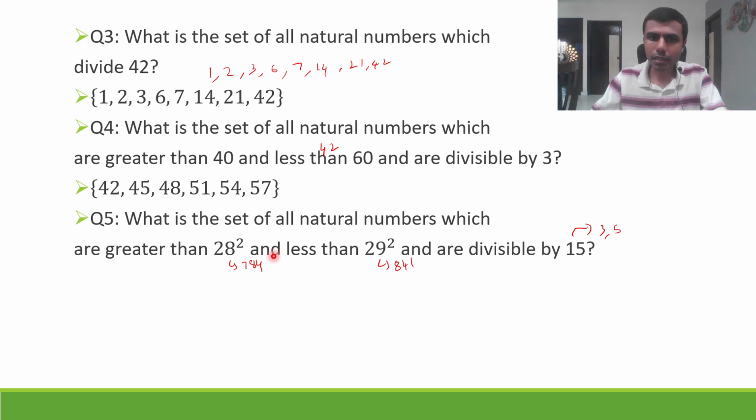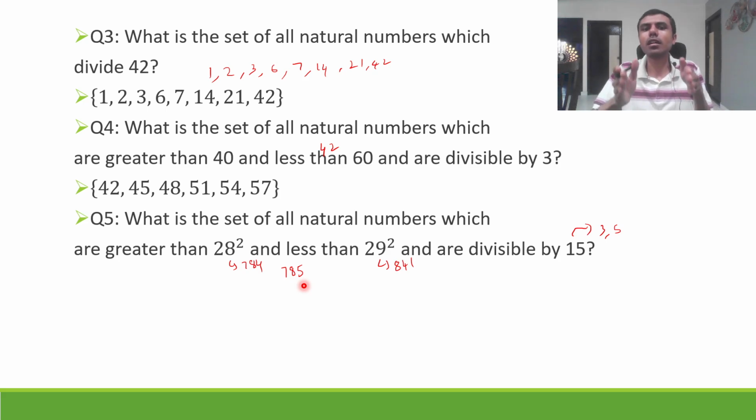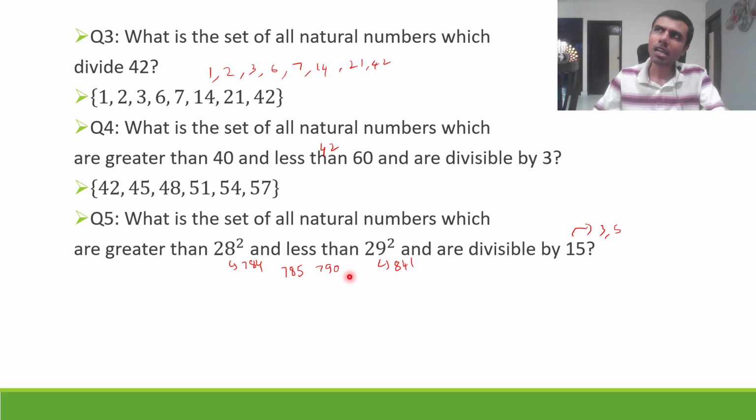Okay, let's get started. After 784, what do I get? 785. Okay, 785, is it divisible by 5? Yes, because there is a 5 in the units place. But is it divisible by 3? Let me check. 7 plus 8 is 15. 15 plus 5, 20. Okay, no. It's not divisible. Let me go to the next number which is divisible by 5. 790. 7 plus 9 is 16. No, it is not divisible by 3.